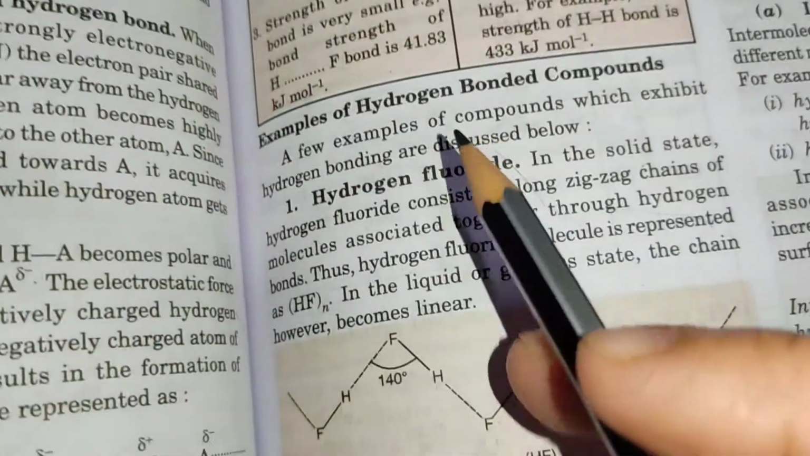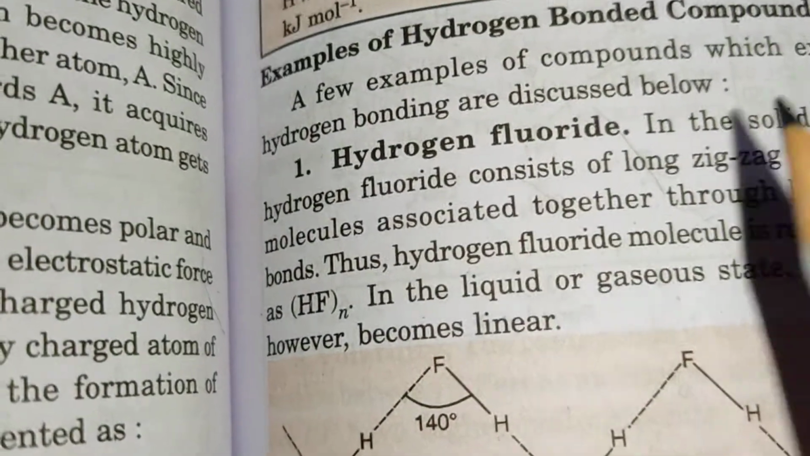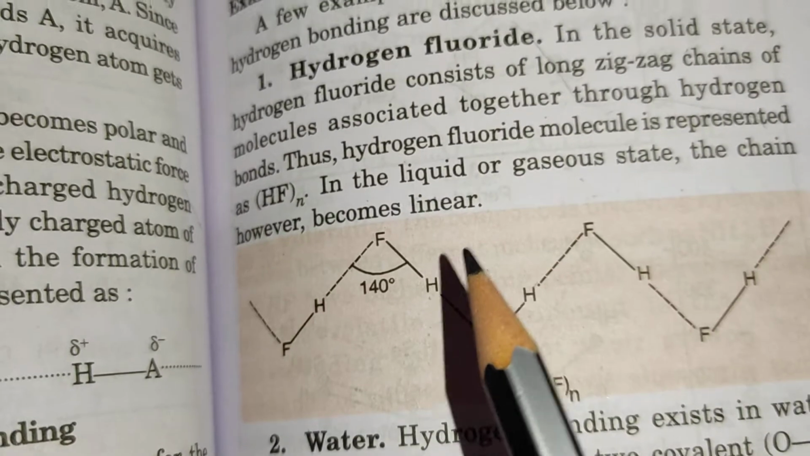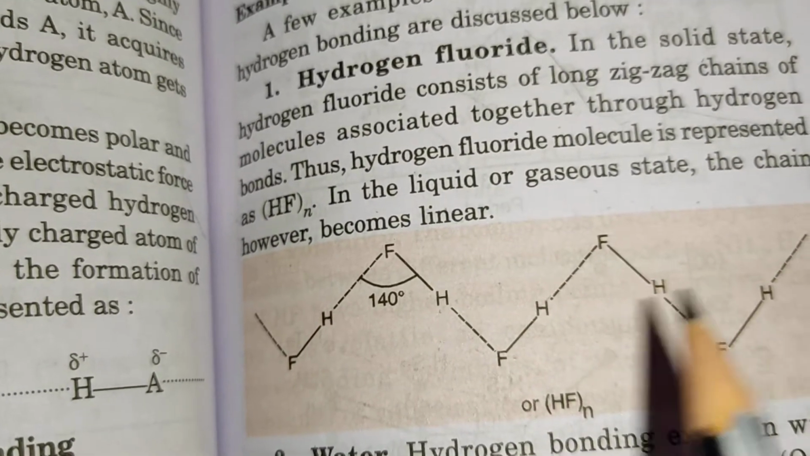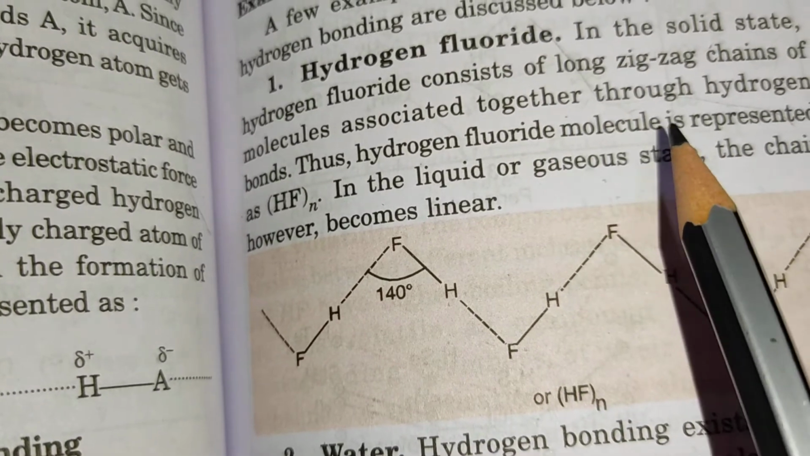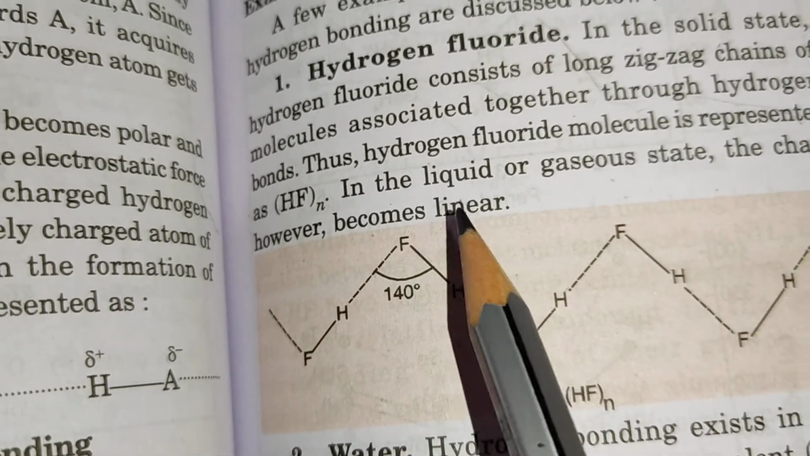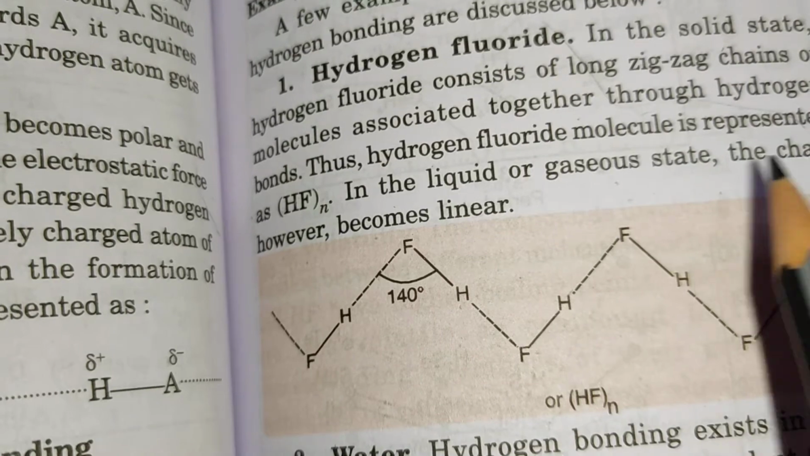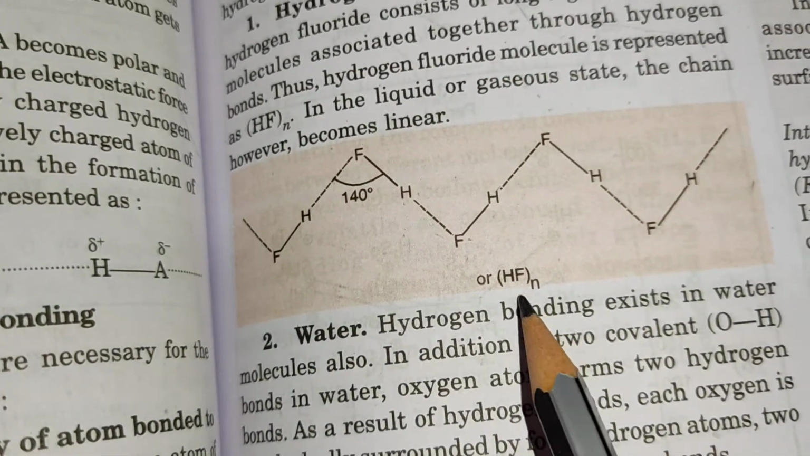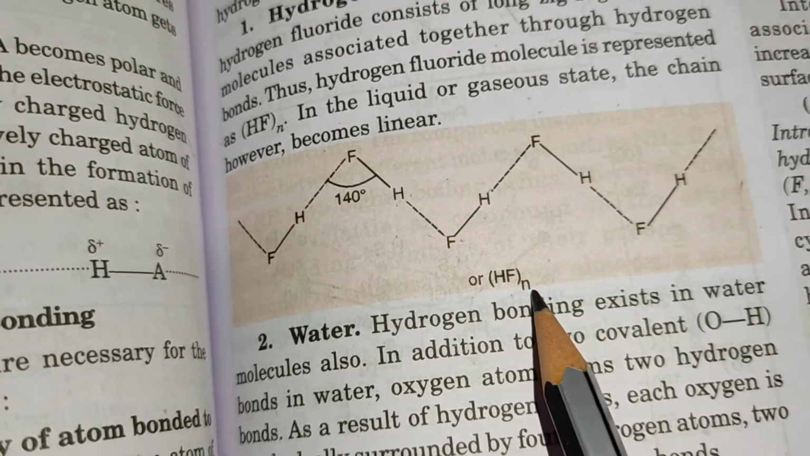Let us see the examples of hydrogen bonded compounds. First is HF. See, we see here that long zigzag chains are formed. This is an example of association. So HF molecules are associated through hydrogen bonding, right? In the liquid or gaseous phase, the chains become linear. Okay, we can represent this associated molecule like (HF)n.